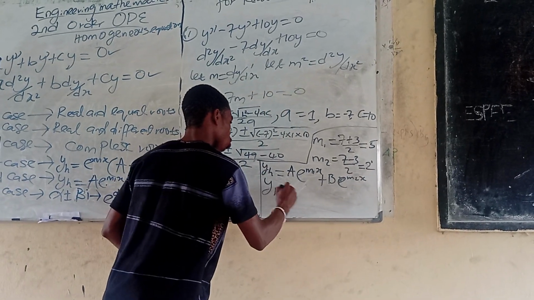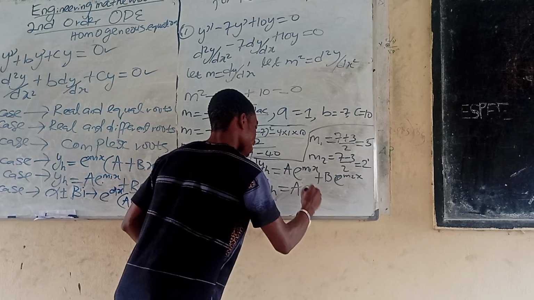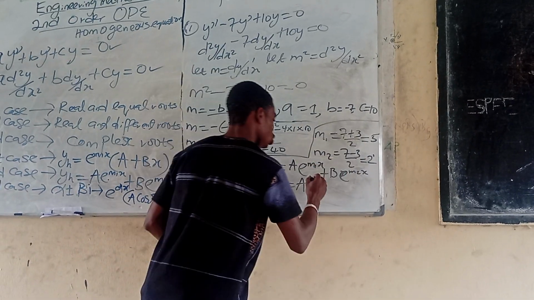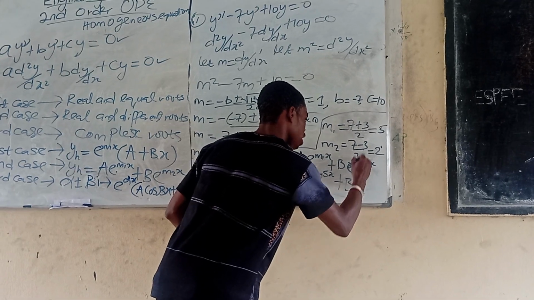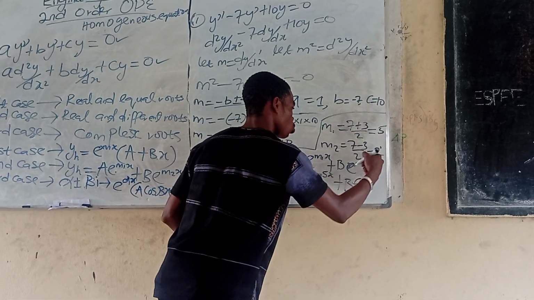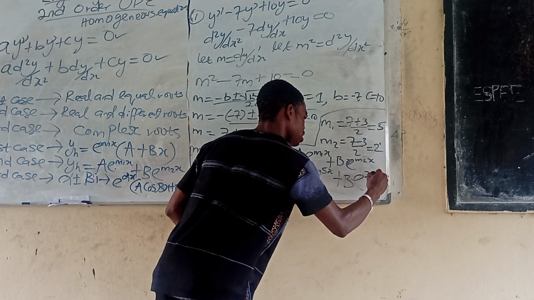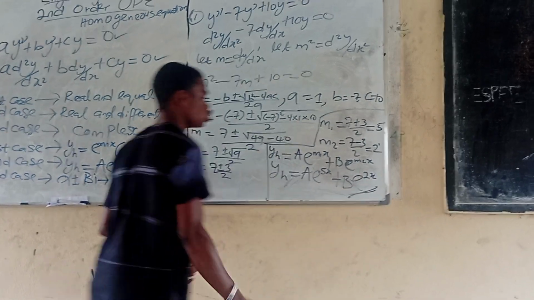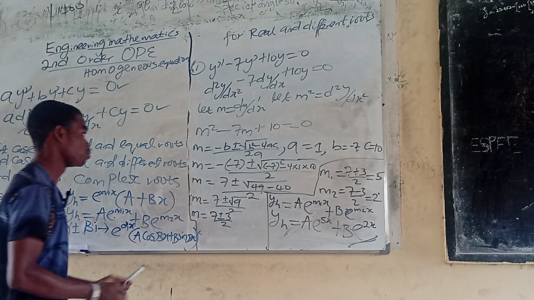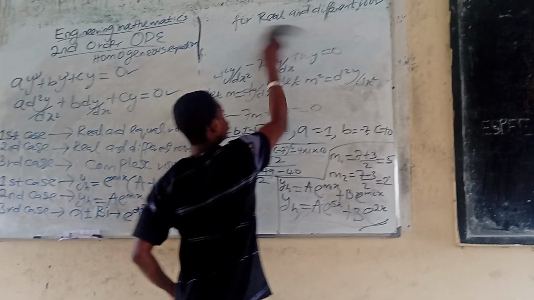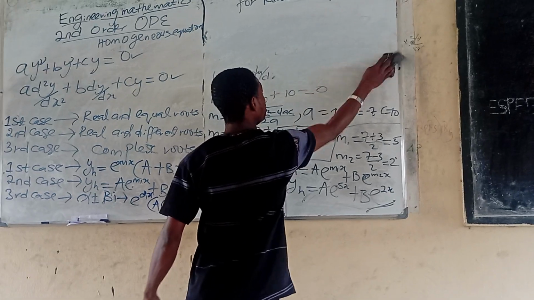Now, your solution is going to be a exponential. What's your m1? m1 is just 5. So this is 5x plus b exponential. m2 is what? 2, right? So 2x. So this is your general solution for the question. So let's go ahead and solve another example, still under real and different root.